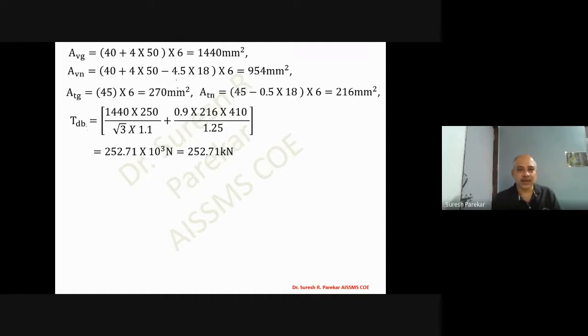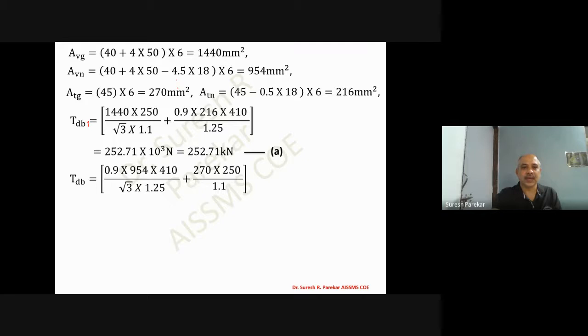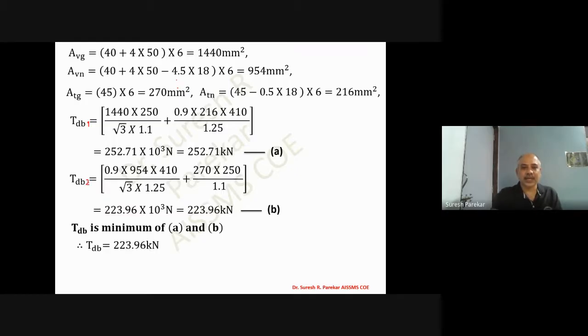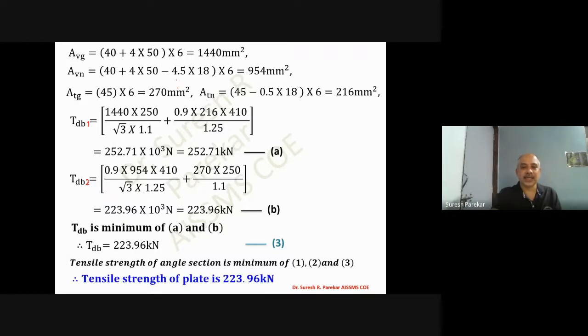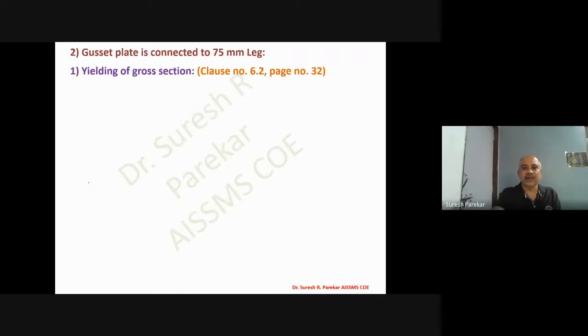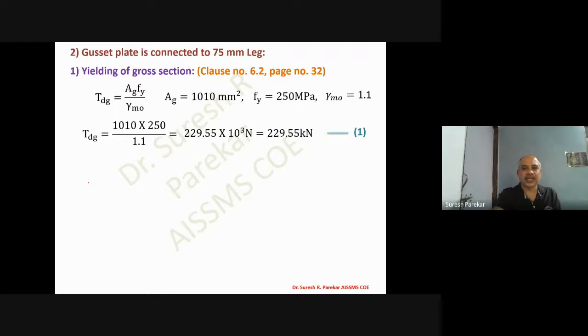So we have this value, that is Tdb1, which will be 252.71 kilonewtons, and Tdb2 we have 223.96 kilonewtons. We have to take the minimum of the two, so Tdb will be 223.96 kilonewtons, and then tensile strength is the minimum of the three, which will be 223.96 kilonewtons. This is when we have connected the 100 mm leg. Now if I connect the 75 mm leg, Tdg will remain the same; there is no change in Tdg.